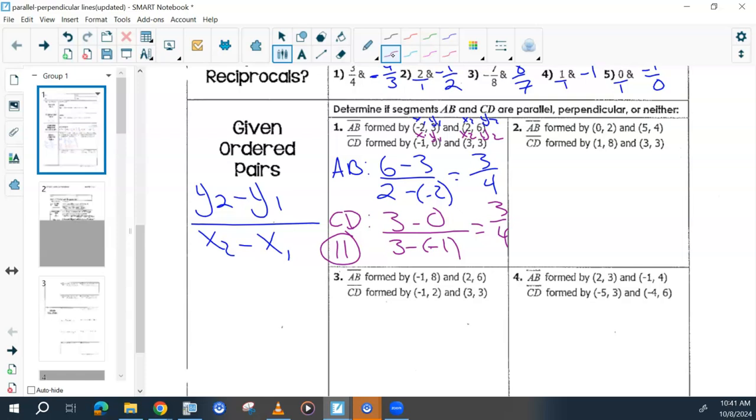You will stop there. Same process, use that slope formula for both.